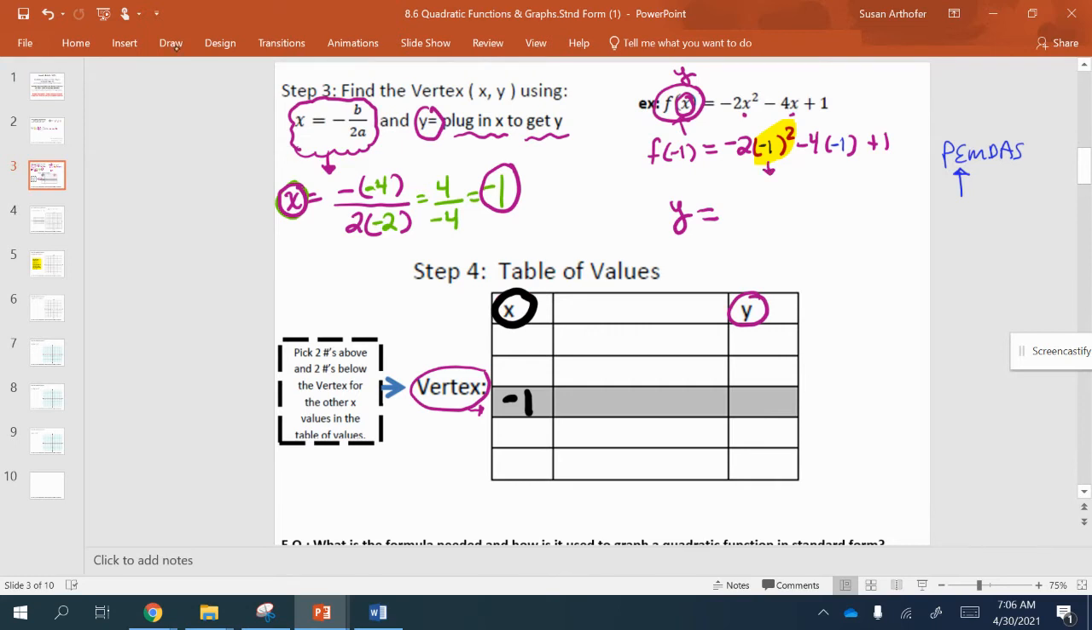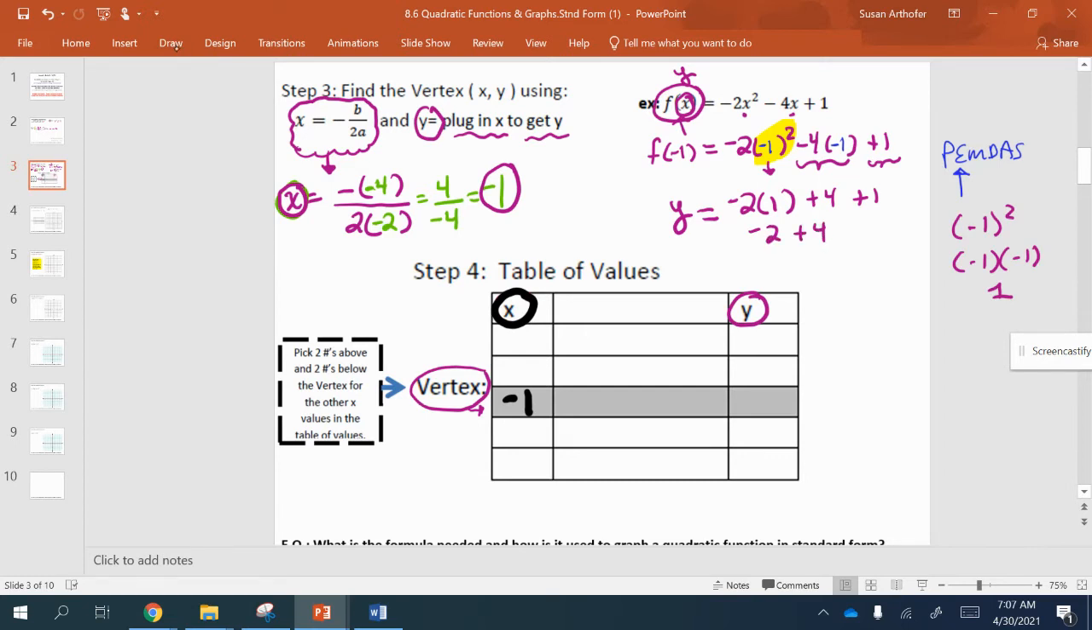So right here, negative 1 squared means negative 1 times negative 1, which would be a positive 1. So this comes out to be negative 2 times 1. And we're going to move on to this part. Negative 4 times negative 1 is positive 4. And then we're going to bring this part down and then just finish up. So negative 2 times 1 is negative 2 plus 4.